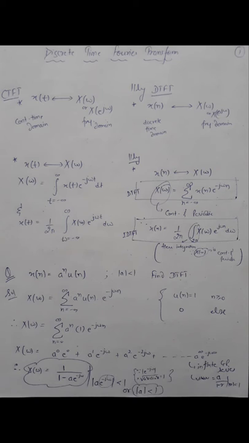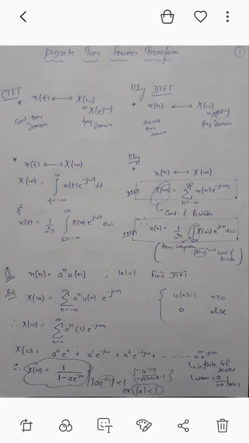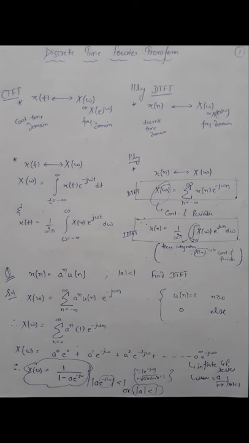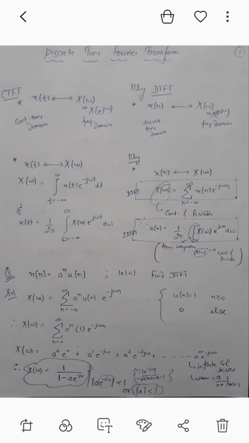Let's start with the example. First example is x[n] equals a raised to power n u[n]. Find out the DTFT. We know the formula of the discrete time Fourier transform. X(omega) equals summation n varies from minus infinity to infinity, a raised to power n u[n], e raised to power minus j omega n. Now we know that u[n] equals 1 for n greater than or equal to 0. So this summation will convert to n equals 0 to infinity, a raised to power n into 1 into e raised to power minus j omega n.